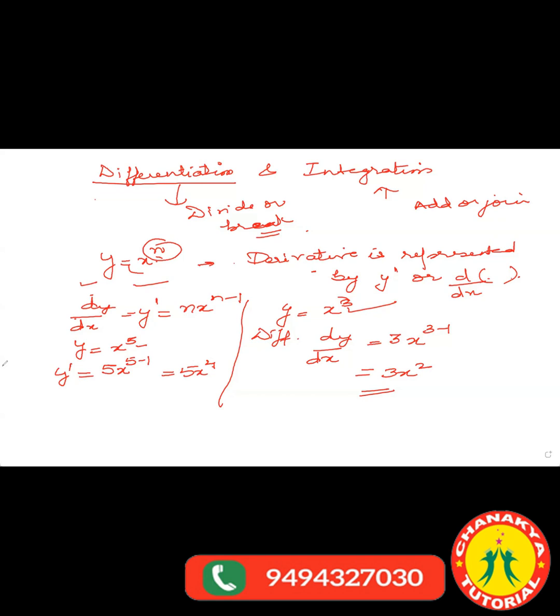Now see, suppose you are given y is equal to x to the power 99. What will be the differentiation of this? Jaswant and Dhanunjay, tell me. 99 x power 98. Yes, 99 minus 1, you will write 99 x to the power 98. Very good.